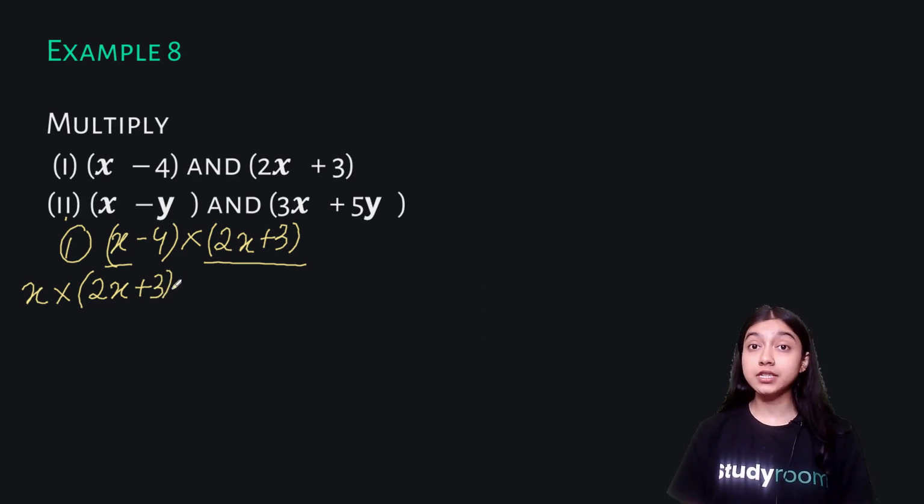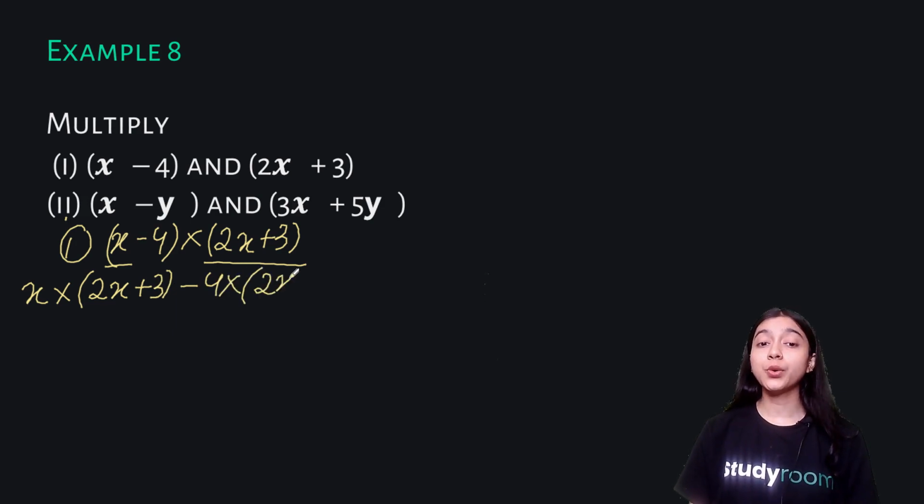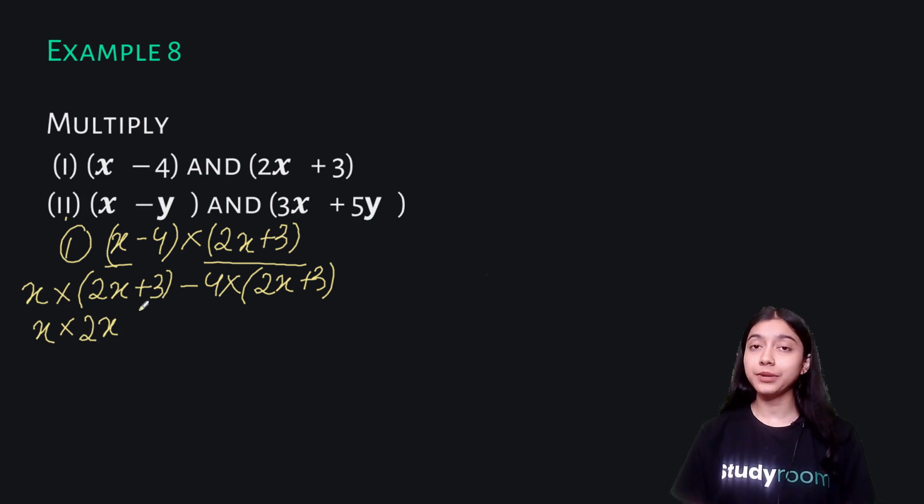Next we will take the second term of the first binomial, that is minus 4, and multiply it with 2x plus 3. Now here we have to multiply x with this entire binomial. So for doing that, we have to multiply x with the first term and then we have to multiply x with the second term. So I'll write x multiplied by 2x and then I'll multiply x with the second term, that is plus 3. So I'll multiply x with 3. Now we have minus 4 multiplied by this entire binomial.